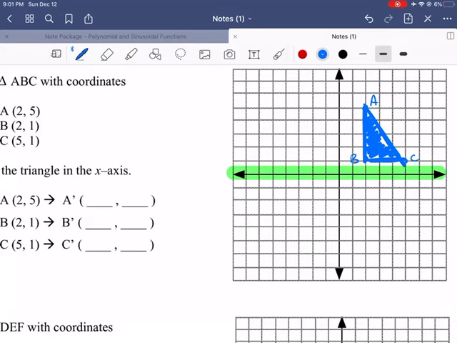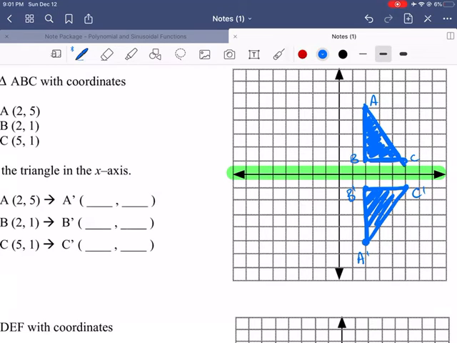So A is at 5, so we're going to count 5 down. 1, 2, 3, 4, 5. And that's going to be A prime. B is 1 away from the x-axis, so it's 1 away on the other side. That's B prime. And C is also 1 away from the x-axis. And you can shade that in. So A prime, B prime, and C prime.